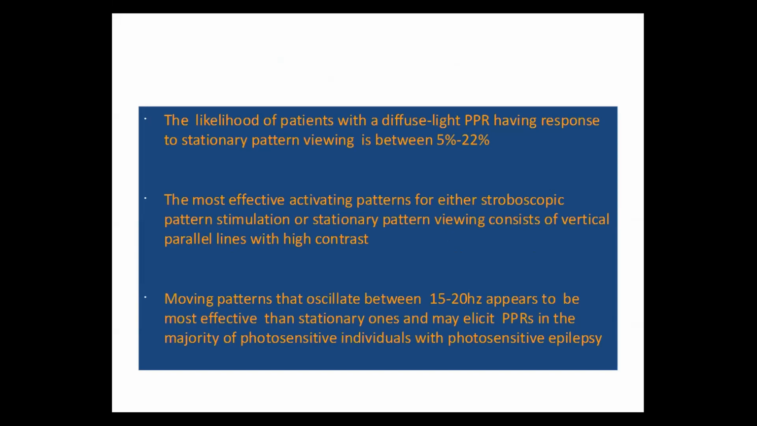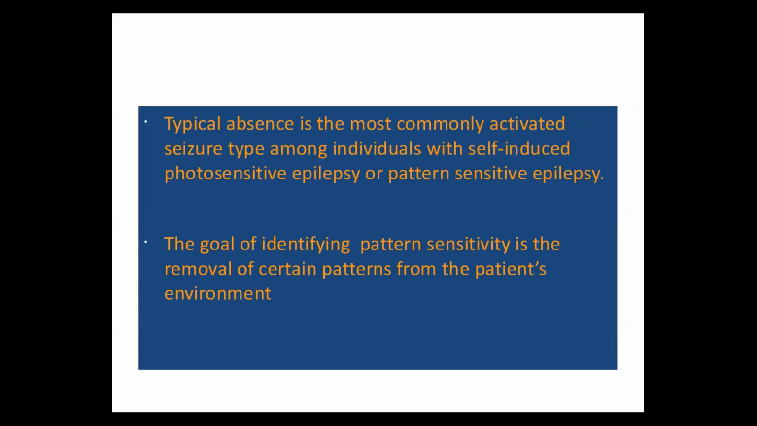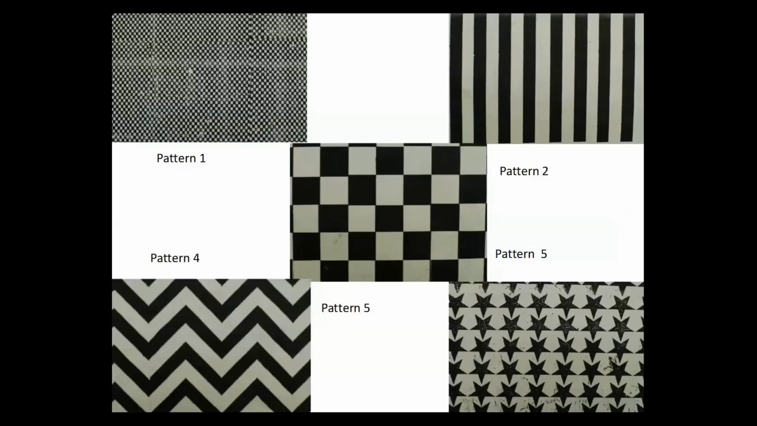The most effective activating patterns, for either stroboscopic pattern stimulation or stationary pattern, consist of vertical parallel lines with high contrast. I will just show you the patterns which you can use. Typical absence is the most commonly activated seizure type among individuals with self-induced photosensitivity and pattern sensitive epilepsy. So the goal of identifying pattern sensitivity is the removal of certain patterns from the patient's environment.